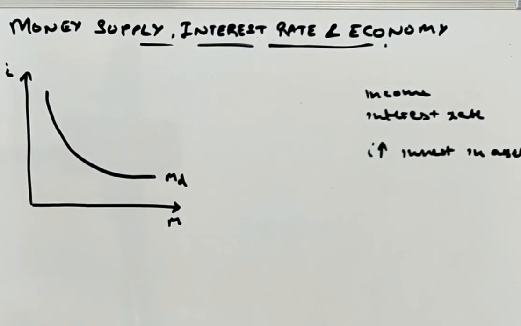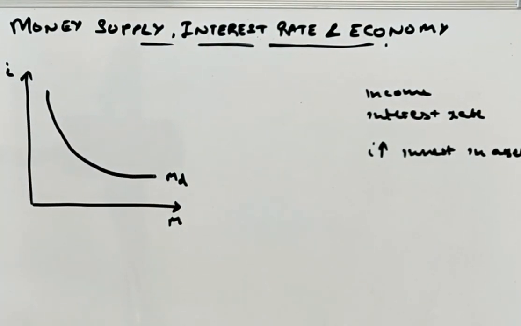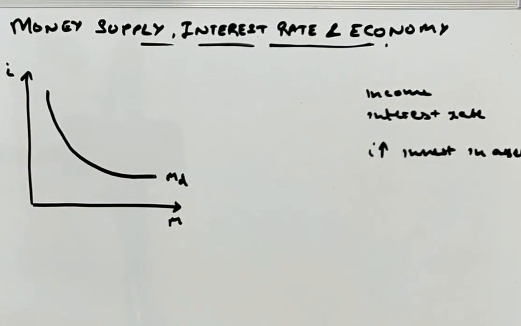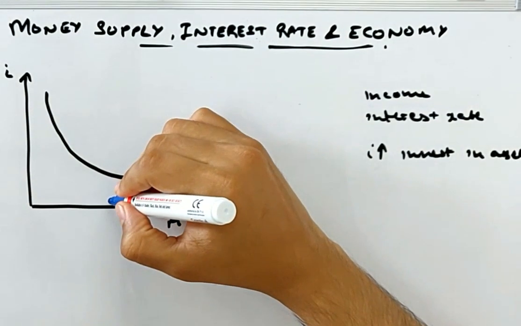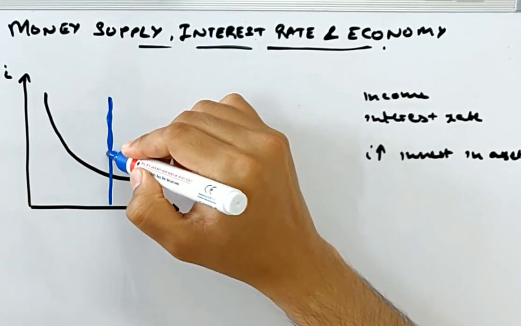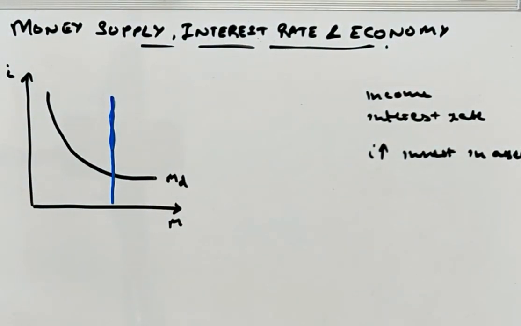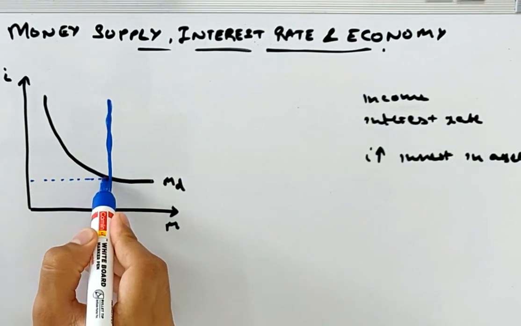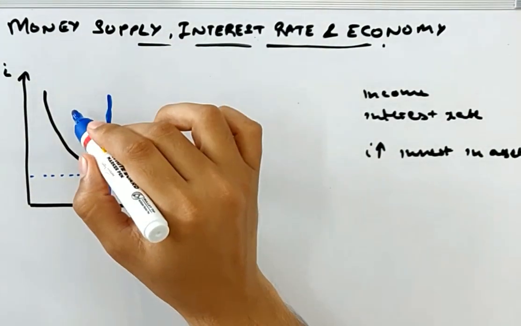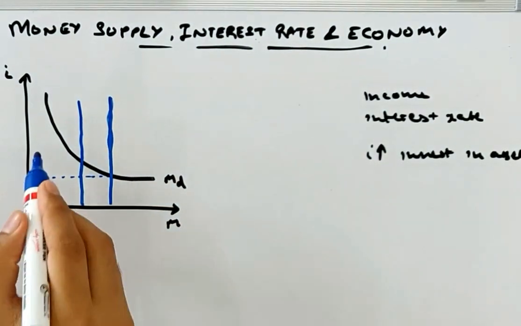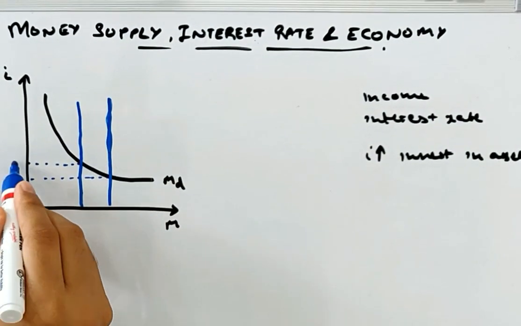In an economy, a money supply curve is supposed to be constant and decided by the central bank. In this case, it could be anywhere over here. If money supply is at the level shown, then the interest rate would be this much. If the money supply is reduced, then interest rate would increase.